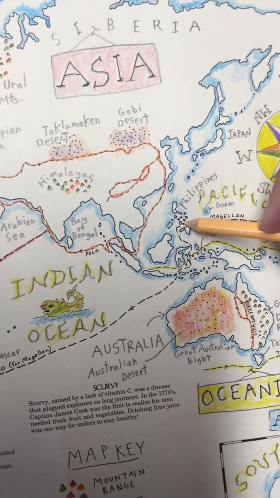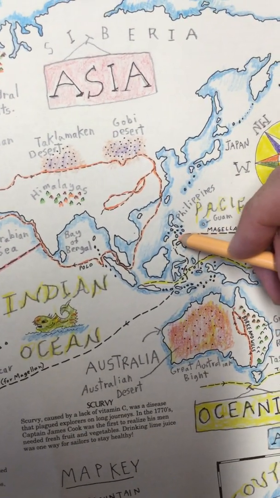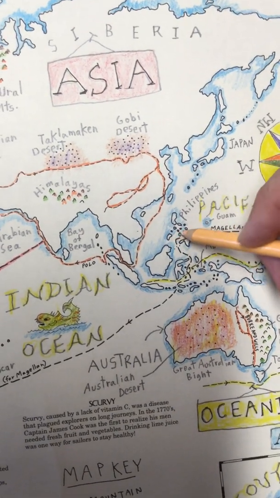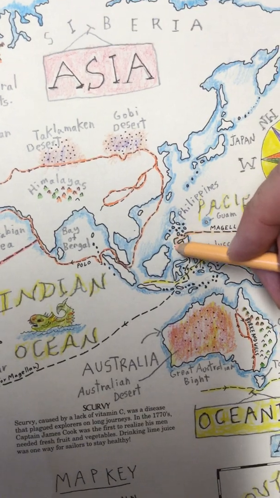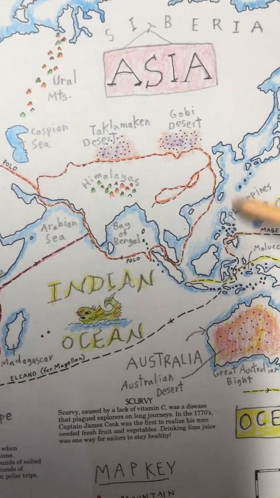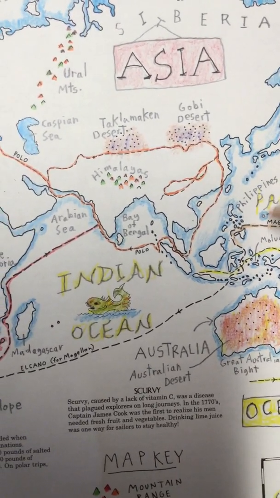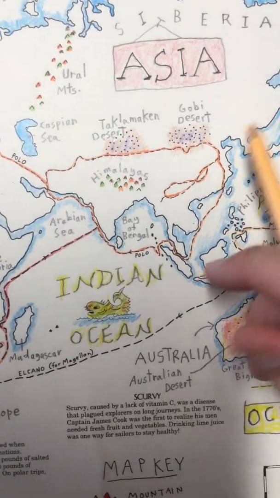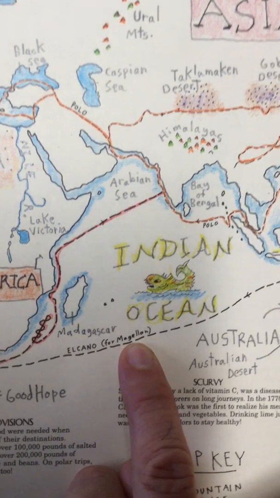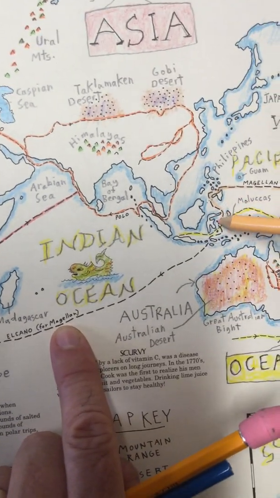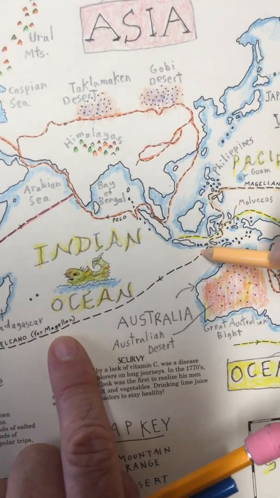Okay, now from the Philippines, there was only one ship left to come back on, and that was commandeered by somebody named Juan Sebastian Elcano. And you can see my little note right here, Elcano for Magellan. So from the Philippines on, it was Elcano taking over.